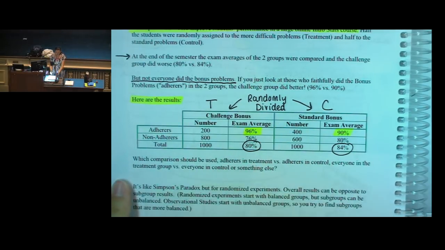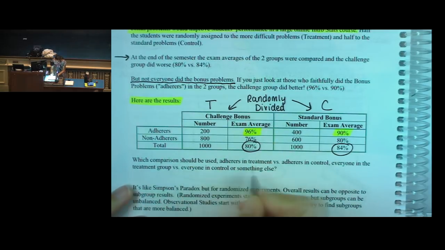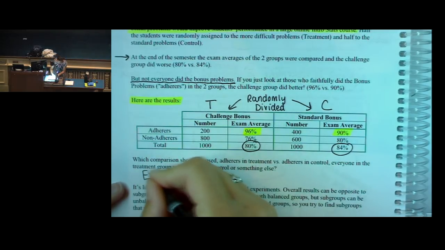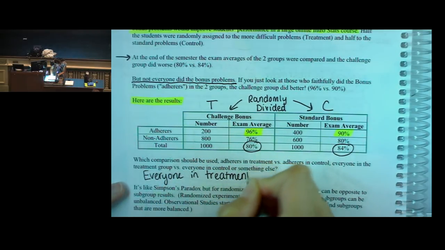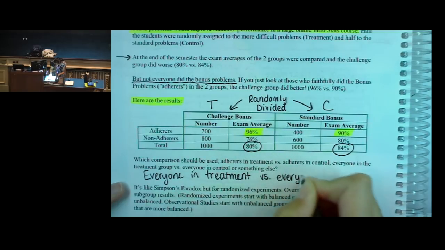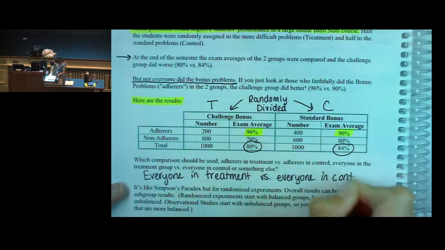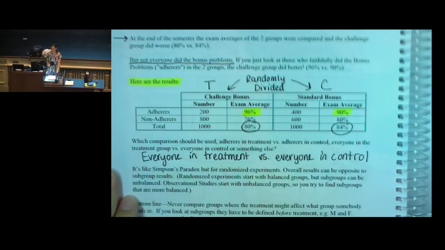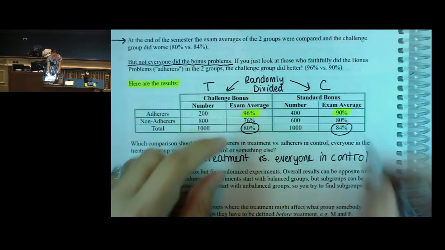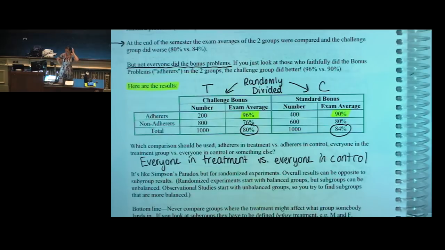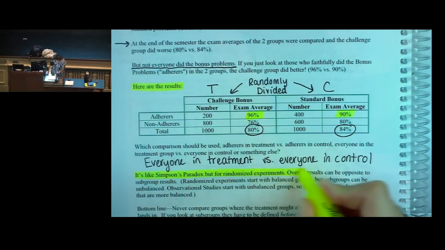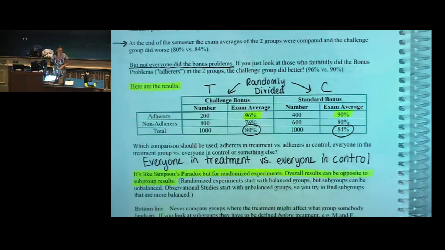So it says, which comparison group should we use? Again, same thing. We want to keep that random division. I'm going to say everyone in treatment versus everyone in control. This is very similar to Simpson's paradox, right? Because if we look at overall results or individual results, we're seeing the opposite results. So they're saying down here, you can think of it like Simpson's paradox, but for randomized experiments. Overall results can be opposite to subgroups, but we want to keep the original randomization.